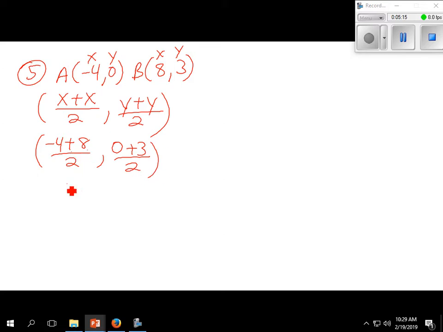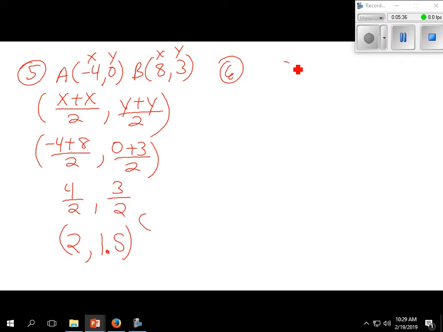-4 plus 8 is 4. 0 plus 3 is 3. 4 divided by 2 is 2. 3 divided by 2 is 1.5. See if that answer's on there somewhere. Yeah, it looks like letter C. Number 6.